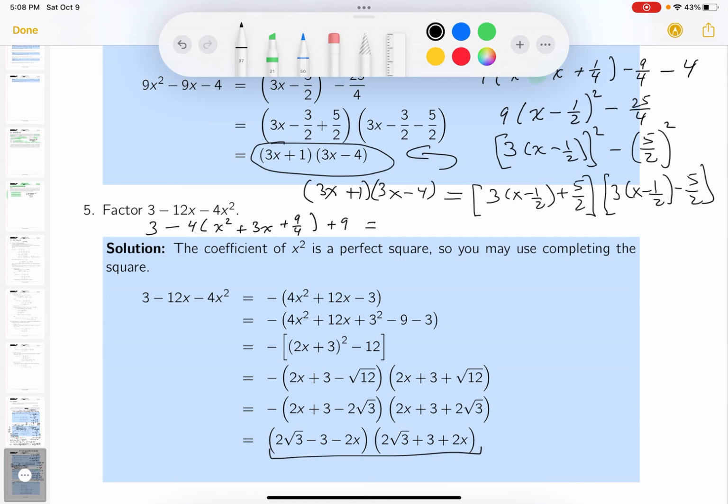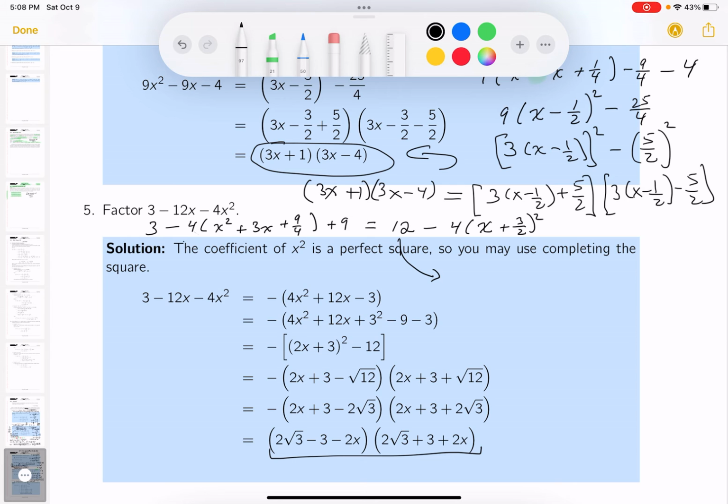Let me make sure I did this right. So see if it's true. You get 3 minus 4x squared minus 12x. Minus 4 times 9 quarters is minus 9, and minus 9 plus 9 is 0. This looks good. I got to write this over again, though. 3 plus 9 is 12, minus 4 times a perfect square. That perfect square is going to be x plus 3 halves squared.